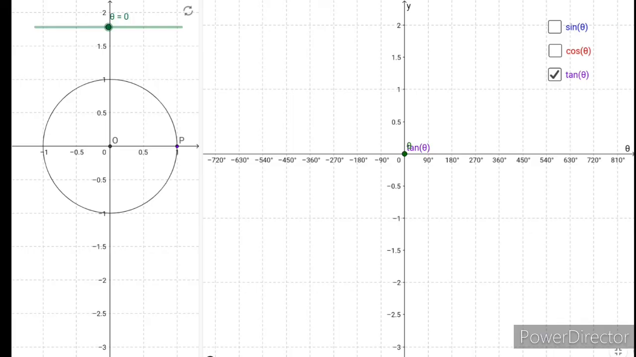Okay, now the theta is at 0. Then the point P will be on the x-axis. So what will be tan 0? Tan 0 is opposite side by adjacent side. See, adjacent side is 1. What is the opposite side? There is no opposite side at all, which is 0. So 0 by 1, which is 0. So tan 0 is 0.